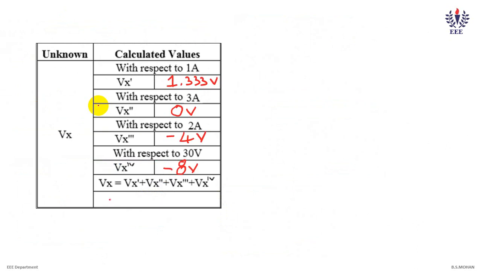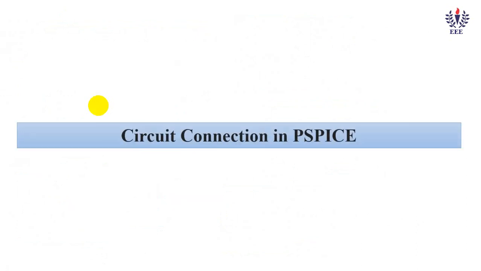These are the calculated values. With respect to Vx dash 1.33, Vx double dash 0, with respect to 2 amperes we got minus 4, with respect to 30 volt minus 8. The total answer is minus 10.667 volt. Right? Circuit connection in PSpice.